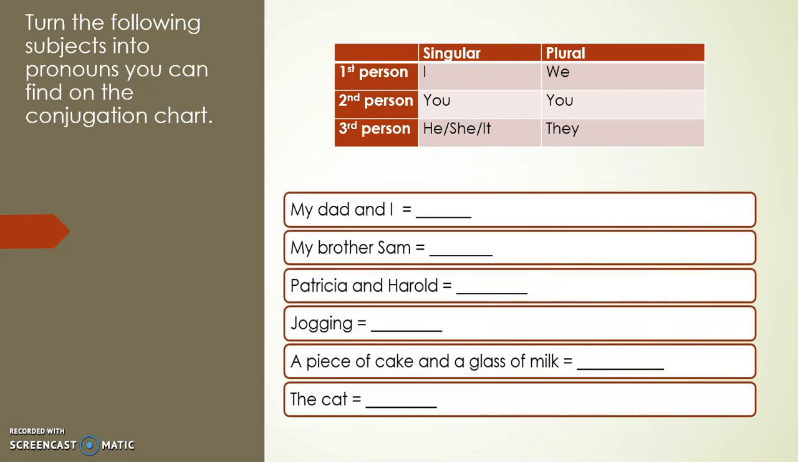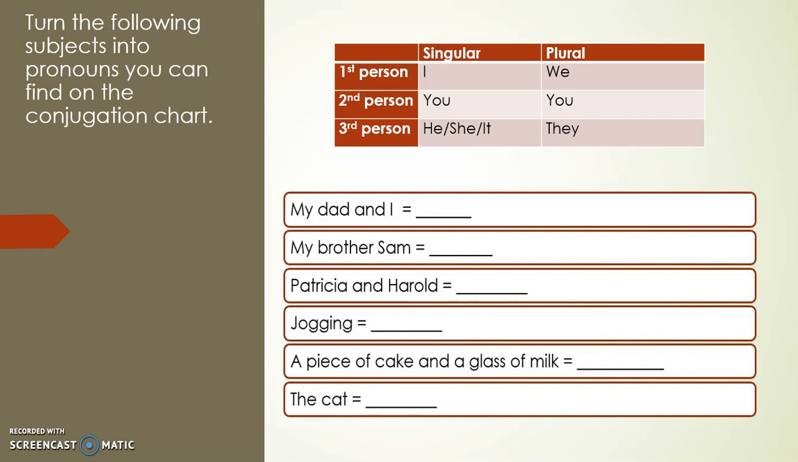But you have my dad and I. So I said that whenever you're using first person, it's going to include the speaker, right? So if I was going to refer back to my dad and I, I would have to use which pronoun? My brother Sam. So I'm talking about Sam. I'm not talking to Sam. So which pronoun would I use? Patricia and Harold. I'm talking about Patricia and Harold, not to Patricia and Harold. So what pronoun would I use?